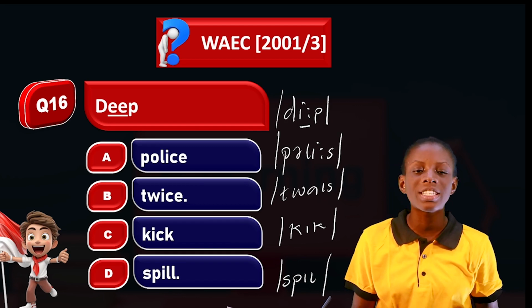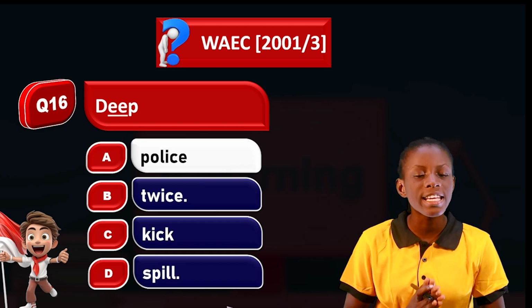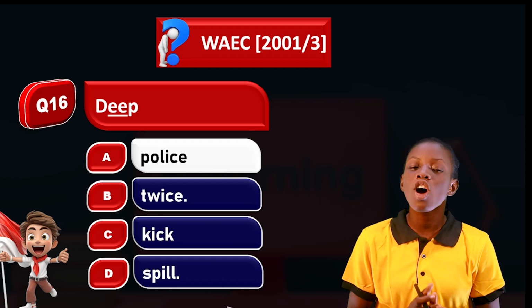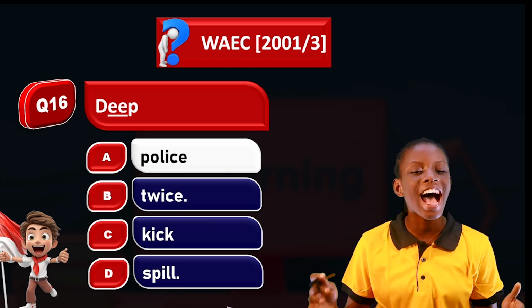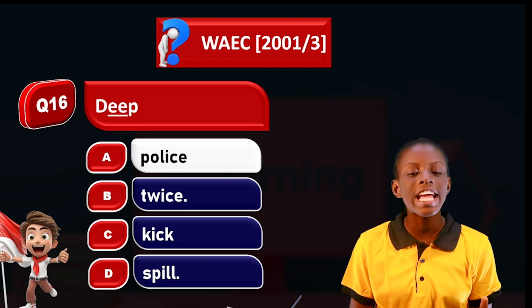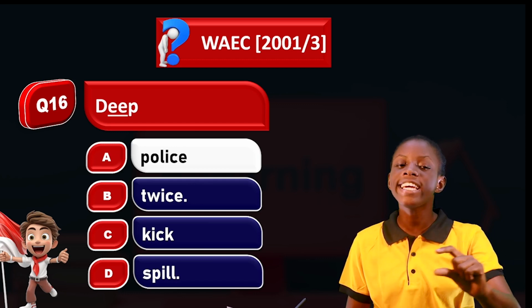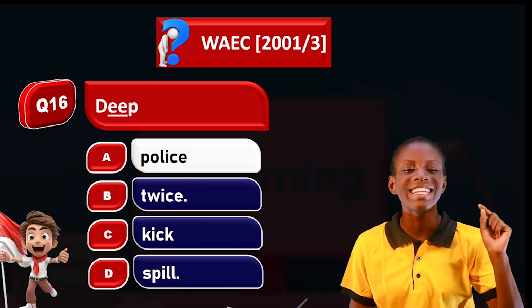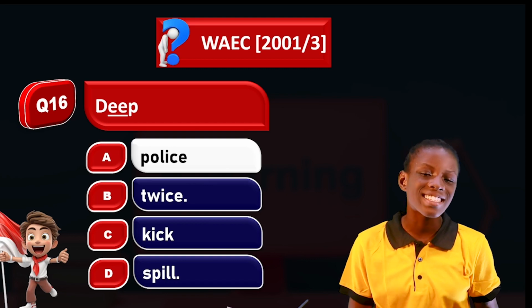It is clearly option A. Police. Ease. So option A is our answer, because only option A and maximum option has the E sound as found in the given word deep. So A is our answer, police.